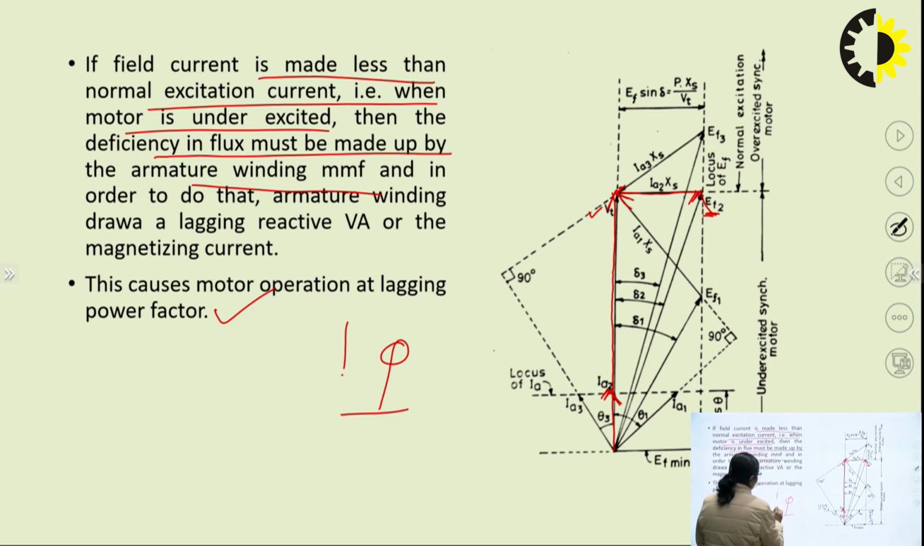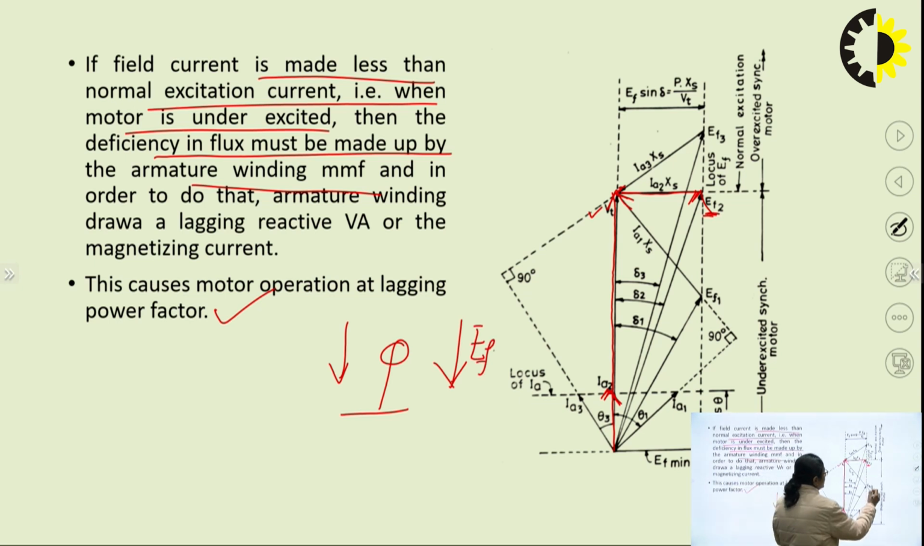A reduction in flux phi would be causing a reduction in the induced EMF. So, the new induced EMF is EF1, let it be. EF1 and the voltage drop IA Xs will give you the terminal voltage Vt.